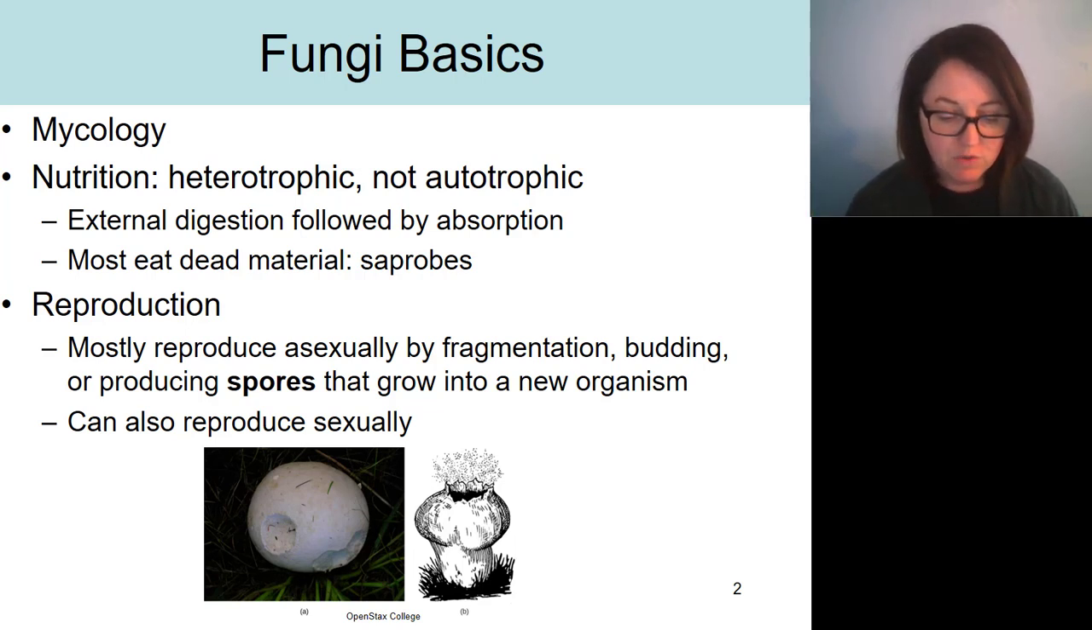Basically, a fungus absorbs nutrients from the environment outside of its body. So it's a form of external digestion followed by absorption. Most fungi do eat dead material, and that's where the term saprobe comes from. It's referring to absorbing that dead, broken down material.